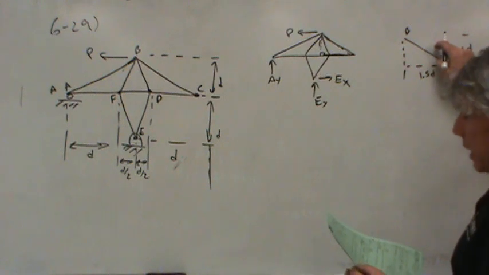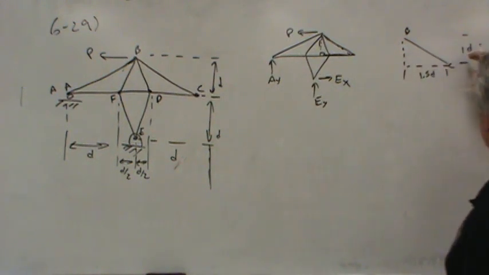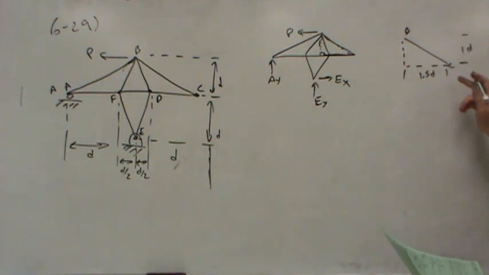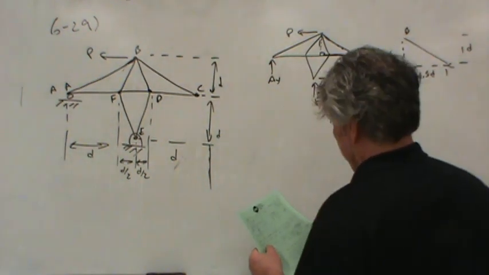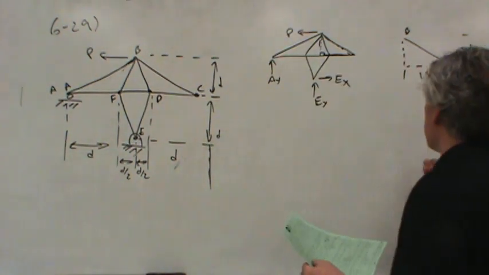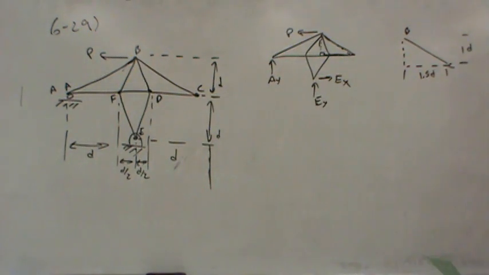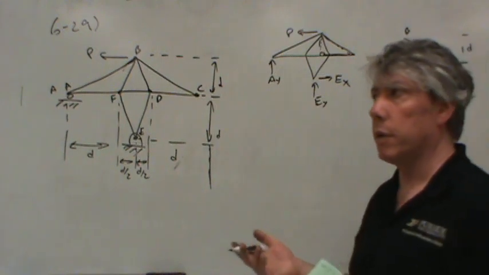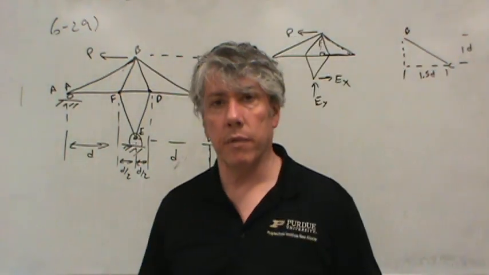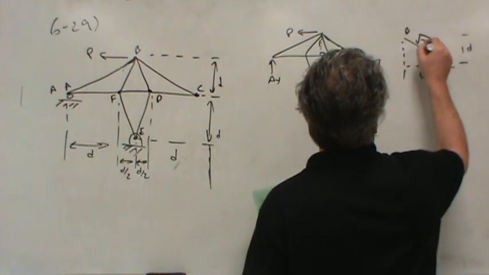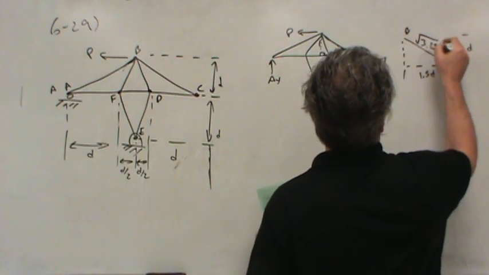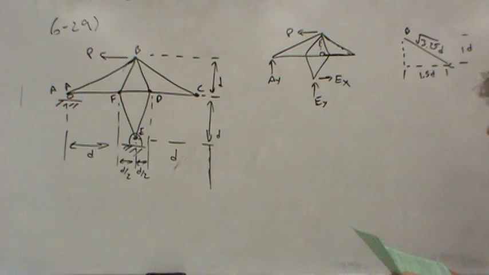So what size is the hypotenuse? Well, we take 1 squared plus 1.5 squared and then the square root. And that would give us the hypotenuse. If you take 1.5 squared, you get 2.25. So 2.25 plus 1 squared would give us 3.25. Take the square root. So this side is root 3.25 times D. Notice all three sides are just scaled by distance D.